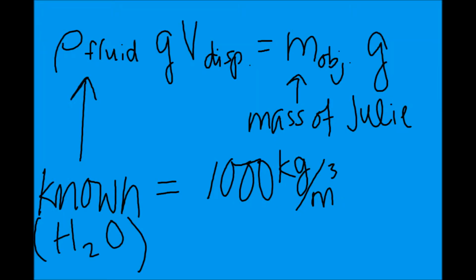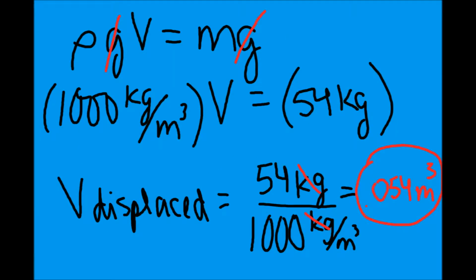The equation is the density of the fluid times the gravitational constant times the volume displaced equals the mass of Julie times the gravitational constant. The density of the fluid, which is water, is 1,000 kilograms per meter cubed. From the given equation, plug in your knowns and solve for the volume displaced.